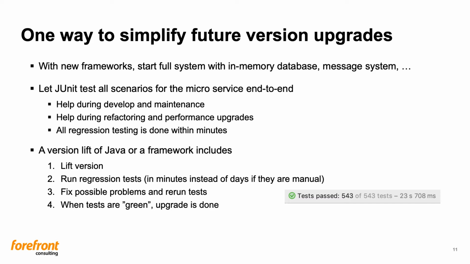And it's also a help when lifting the Java version or versions of frameworks. You start by lifting the version or versions, then you run the regression tests, and that is done in minutes instead of days if it had been manual testing. You then fix possible problems and rerun the tests. When the tests are green, the update is done. We have found that this way of working makes version updates a side effect of other development tasks. It normally only takes minutes. In contrast, updating a system with manual regression testing may be a full project.